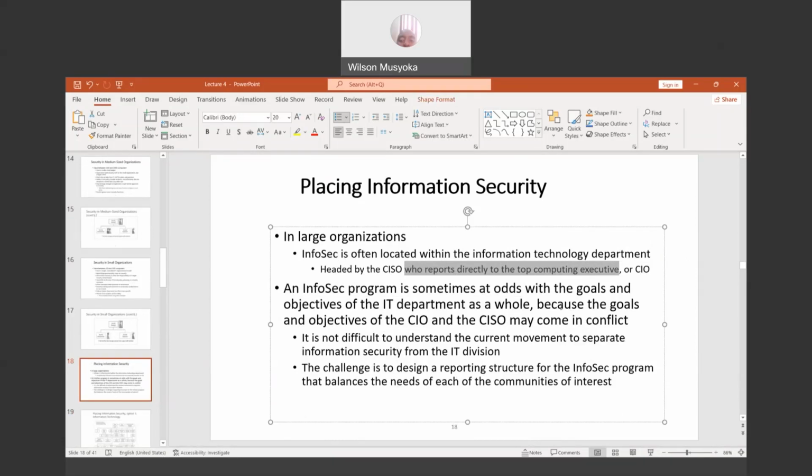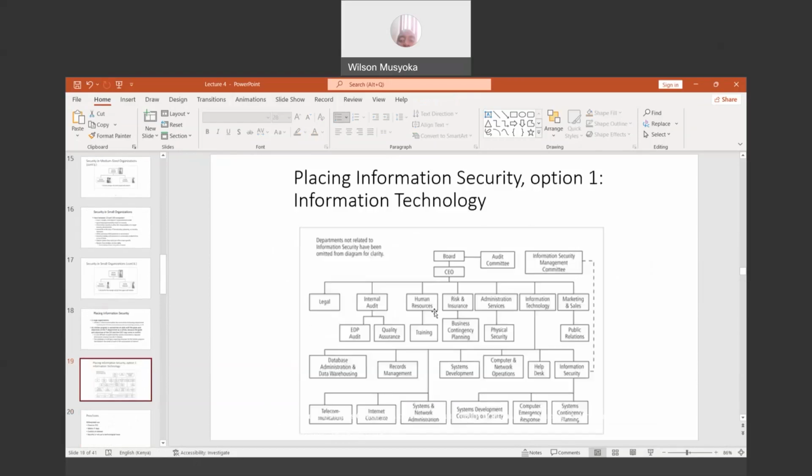This is the person who is running the whole IT department, but since the goals and objectives of the CIO and the CISO may be in conflict, one can report to the other, and mostly it is the CISO who reports to the CIO. So this is how it would look.